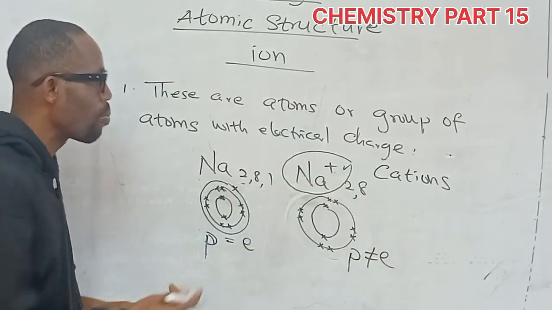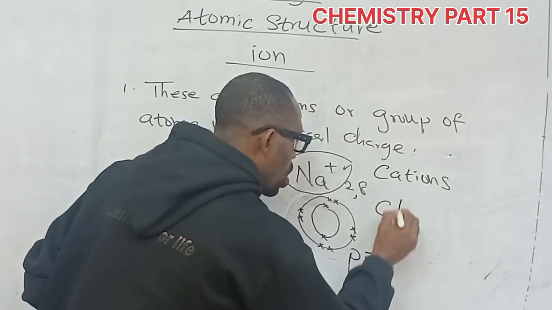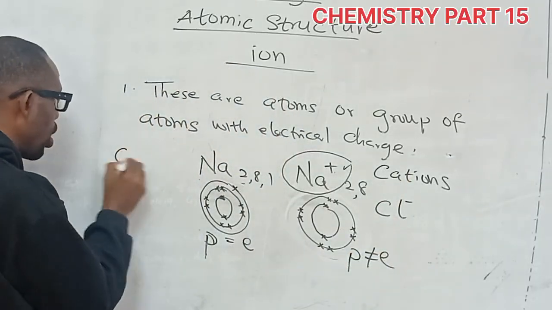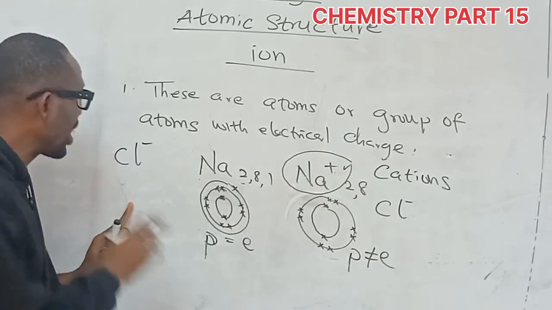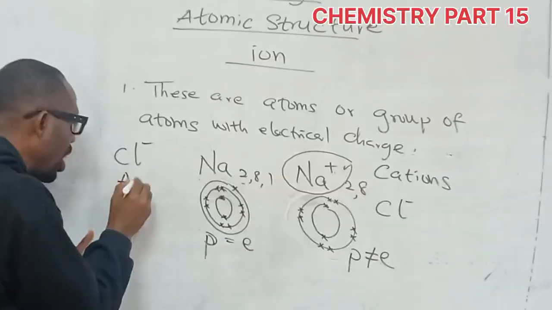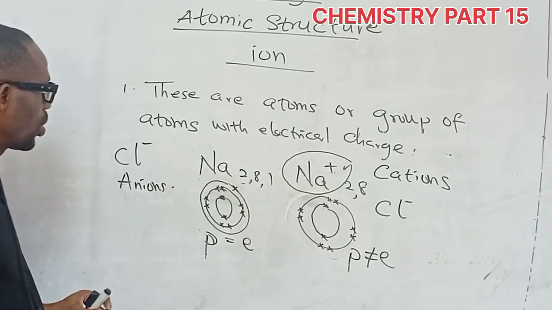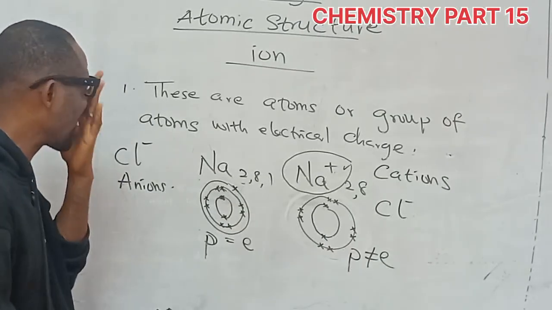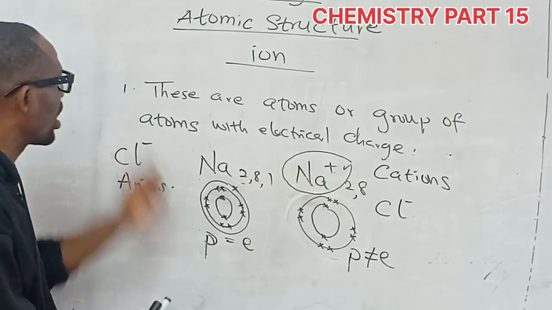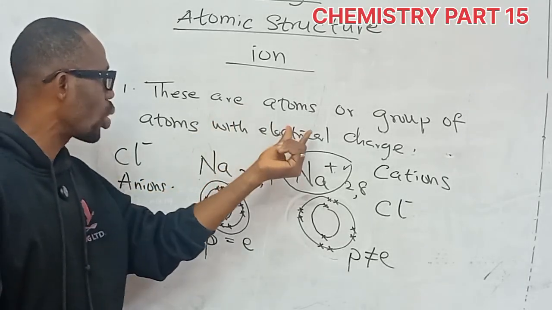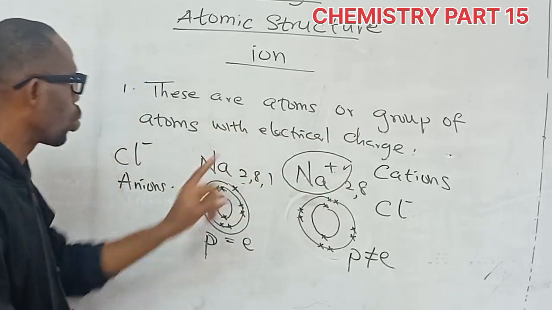While ions that are negatively charged, take for example Cl minus, Cl minus. Ions that are negatively charged are called what? Anions. Can you see that now? So what I want you to understand quickly with this is that ions, these are atoms or group of atoms with what?